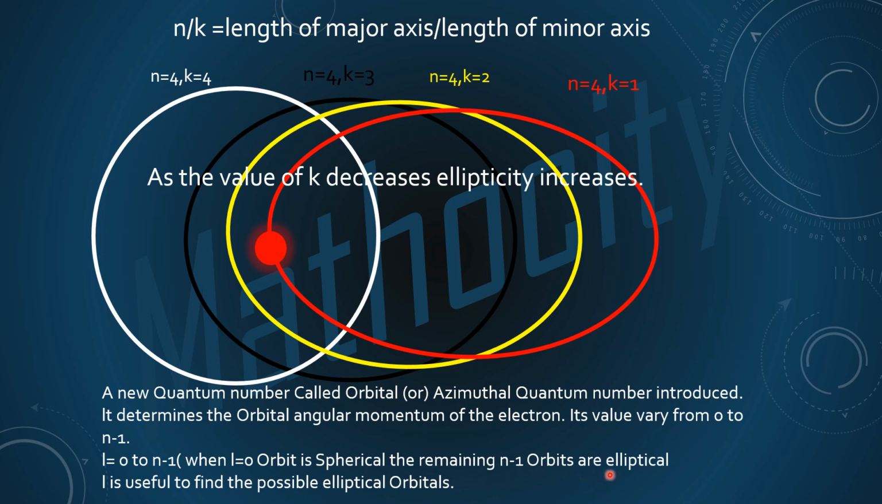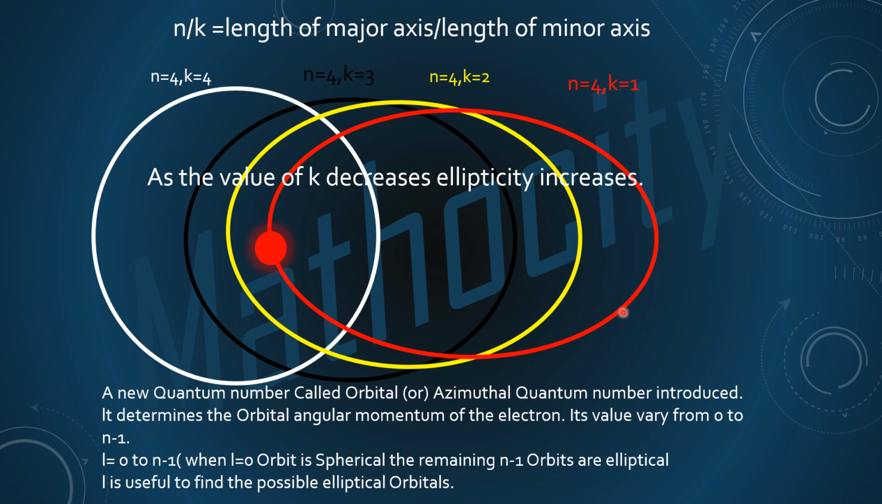In the case of the second shell, that is the L shell, in the Bohr atomic model, Sommerfeld introduced one elliptical orbit. In the case of the third shell, Sommerfeld introduced two elliptical orbits. In the case of the fourth shell, that is the N shell, Sommerfeld introduced three elliptical orbits. The fourth one is spherical.